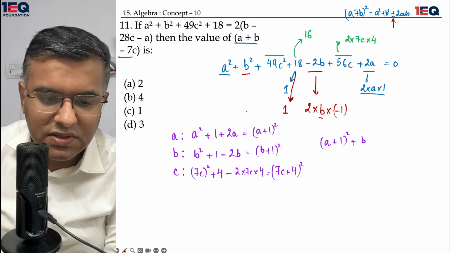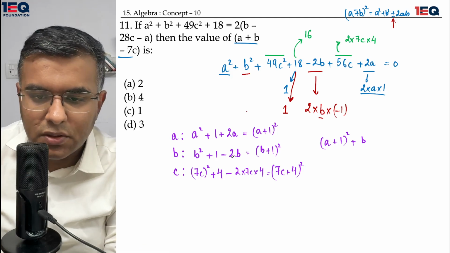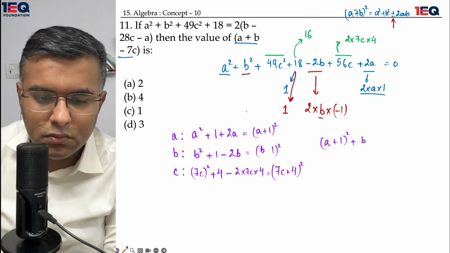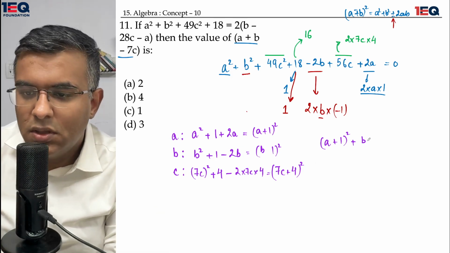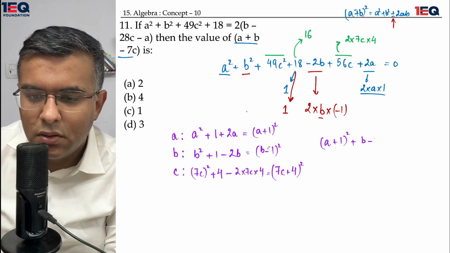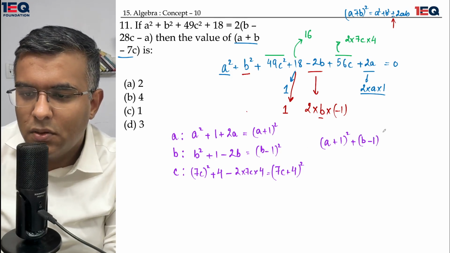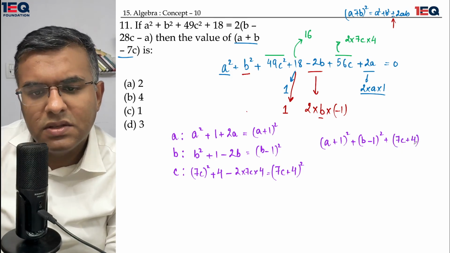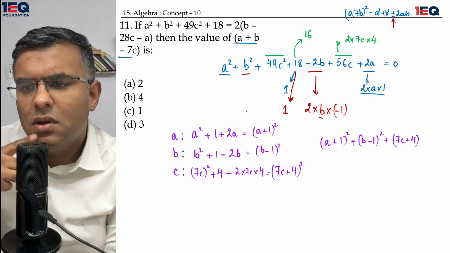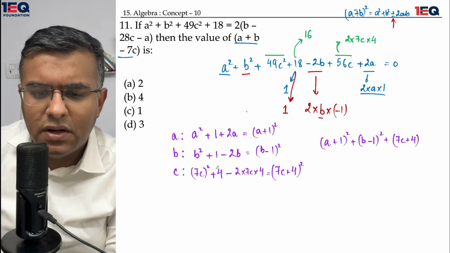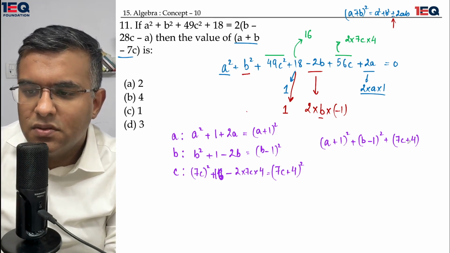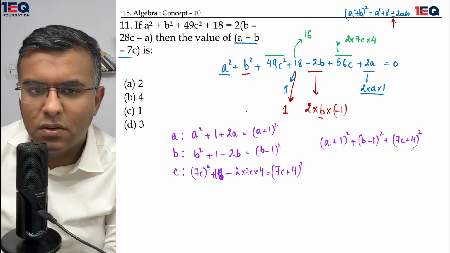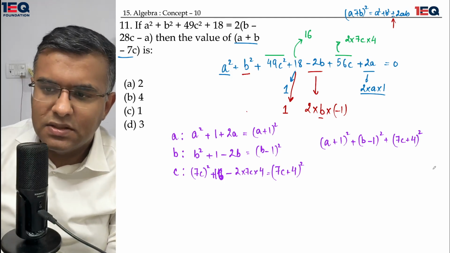No, this is not plus 1, this is B minus 1. Just a moment. Hmm. This is B minus 1, (B minus 1) whole square plus (7C plus 4). Yeah, is it 7C plus 4? It's plus 16. Why did I write 4 here? This is a plus 16 here. So (7C plus 4) square. So I have everything in place right now.